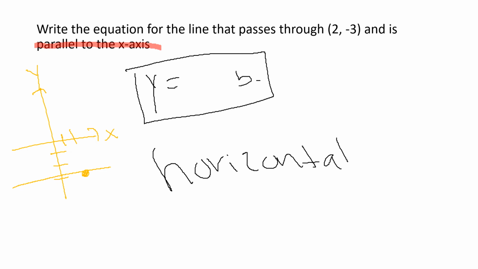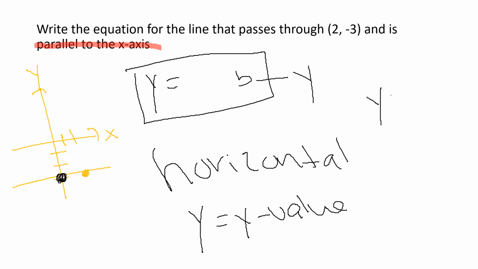And b, remember, is where it crosses the y-axis. So for the horizontal equation, it's y equals the y value. In this case, it is crossing the y-axis at -3. So this equation is y equals -3. Let's do a couple more. Okay, that was a lot of information.